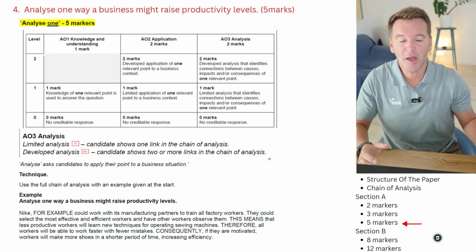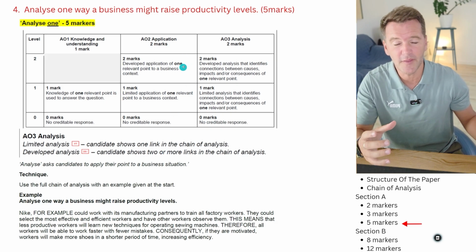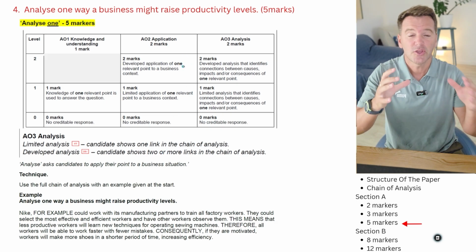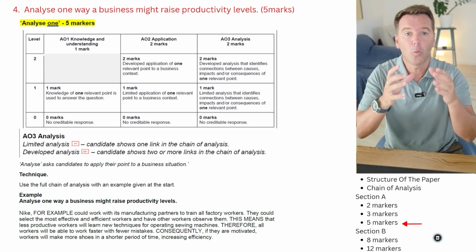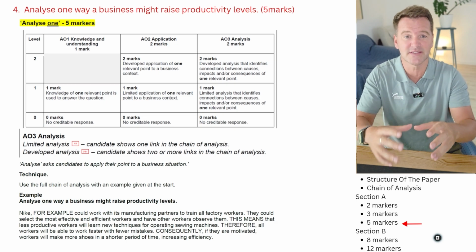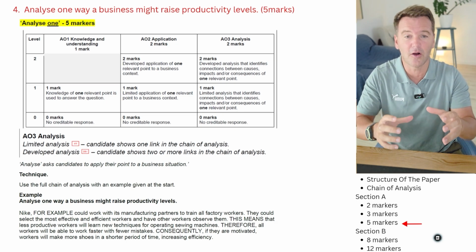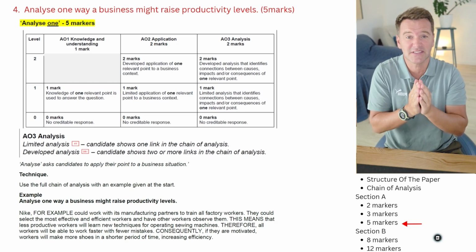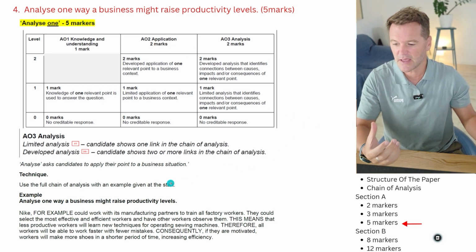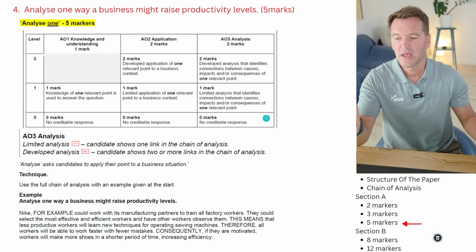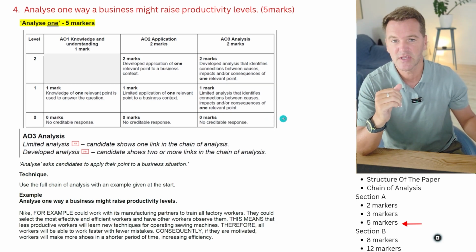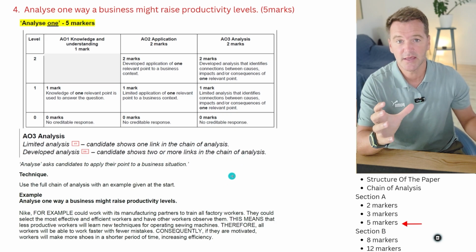So here's how I respond with this one. Now we've got the application in here again, so even though it isn't a resource paper, you have got to come up with an example, a real life example. Make it real, not say a business, actually think of a business. That's the best way to explain something, to make it real, to show you understand business. So in this one here, here's an example. Question, analyze one way a business might raise productivity levels. Well, I've said Nike, for example.